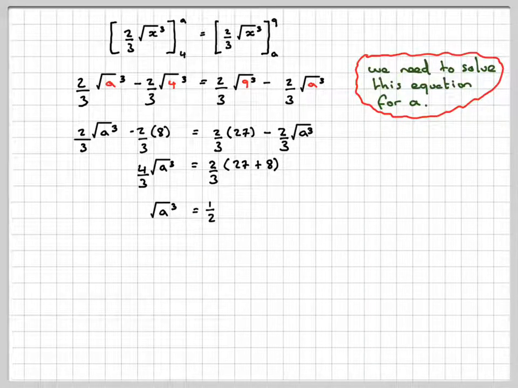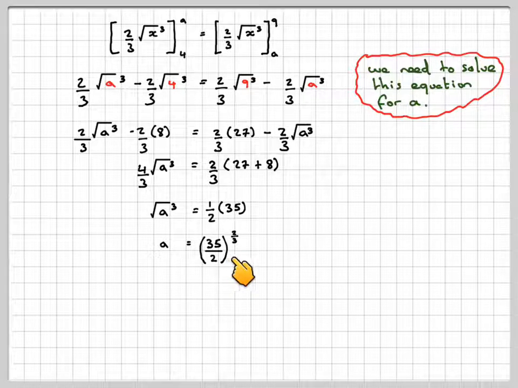Now 27 plus 8 is 35. Before we do that, for the square root of A cubed, if we're multiplying by 4 over 3 here, we need to multiply by 3 over 4, which means the 3's will cancel out and you'll end up with 2 over 4, which is the same as a half. I'll just repeat that: to undo multiplying by 4 over 3, you need to multiply by 3 over 4. The 3's cancel out and you're left with 2 over 4, which is a half. So the square root of A cubed is 35 over 2.